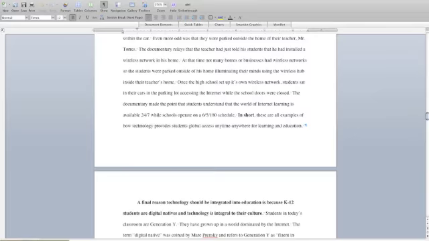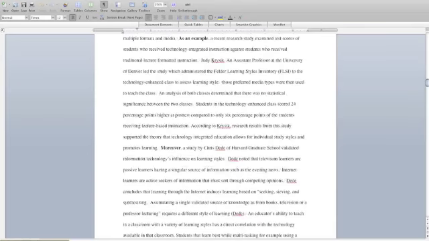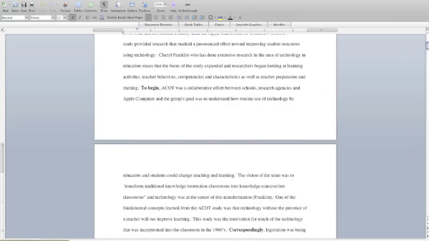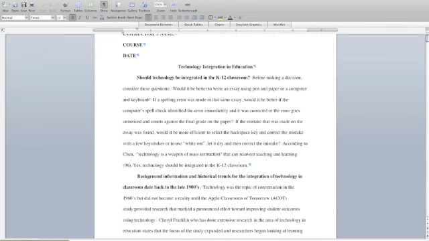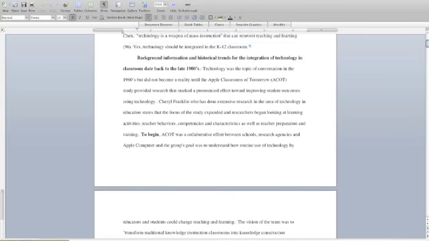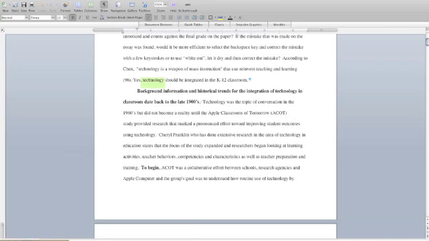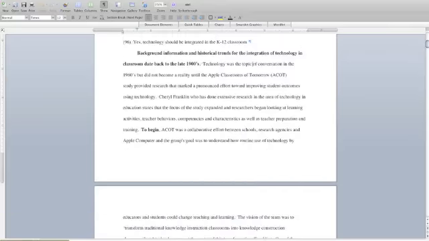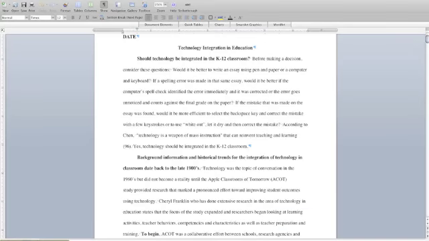Let's do a little recap actually before we move on. So let's go back up. Started with the questioning technique in the intro, gave the background data on the topic. Notice that here again, technology should be integrated in the K through 12 classroom is the thesis. Notice where the thesis comes. It doesn't come in the background. It comes in this first paragraph.